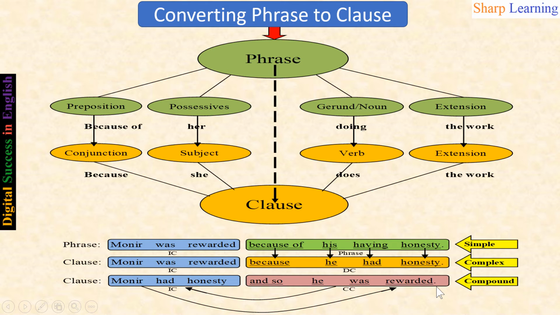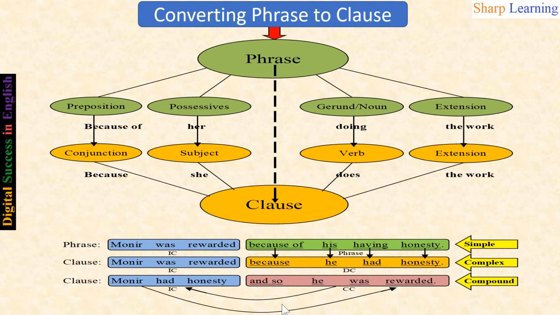Which one should be used at the beginning? Definitely "Monir had honesty", this is the first event. Then afterwards "Monir was rewarded" is the second event. So the compound sentence is an exceptional sentence, and we have to maintain the sequence. "Monir had honesty" will come first, and the next clause is used in the next part. That means this DC has been transferred into IC, and IC has become a CC. So IC and CC, their positions may be interchanged according to the sequence of the events.